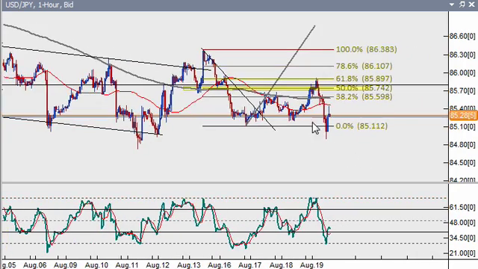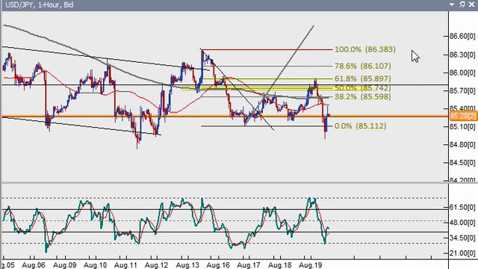I'll continue to observe and stalk this pair in the internals, to see if there could be an impulse wave that is followed by a corrective wave and then another impulse wave. That would be a sign that the dollar yen is ready to rebound.